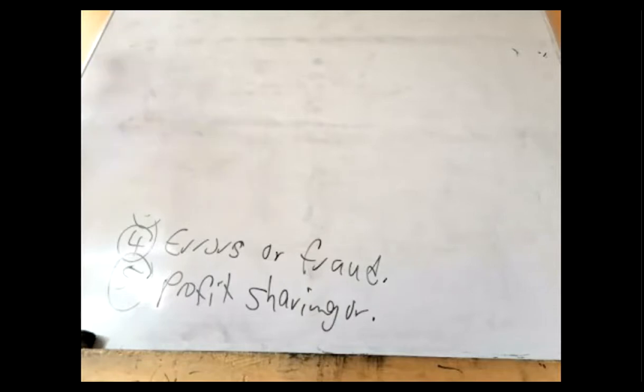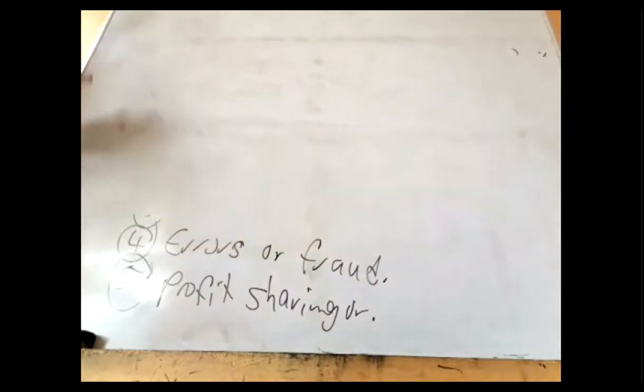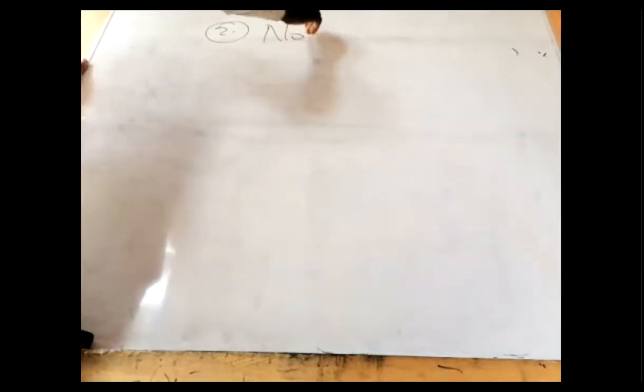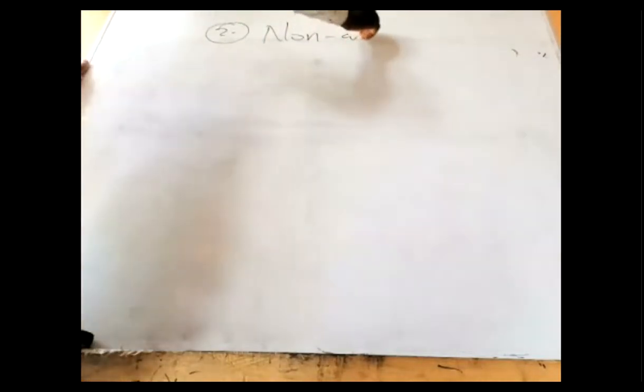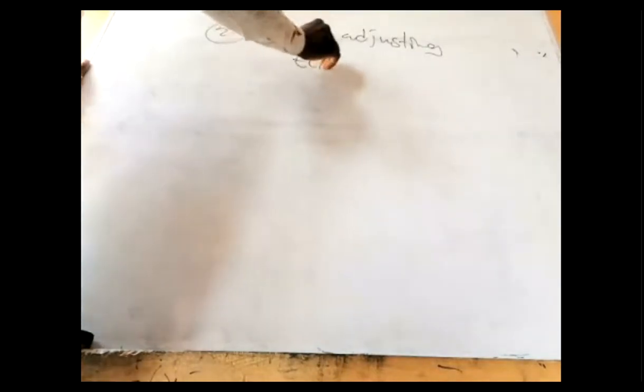So take note, these are the 5 examples of adjusting events. When such a transaction occurs, we need to adjust the financial statement accordingly. Adjusting the financial statement simply means record it, include it, reflect it, treat it, add it. Now let's go to non-adjusting events.